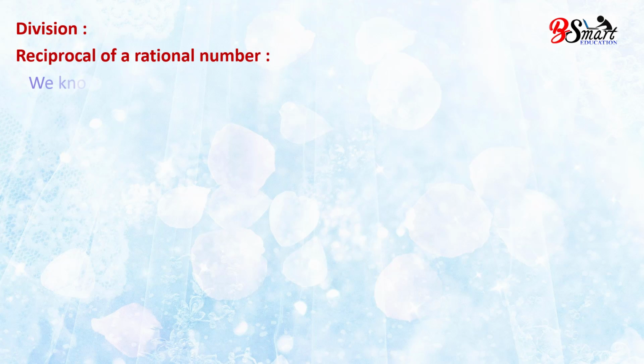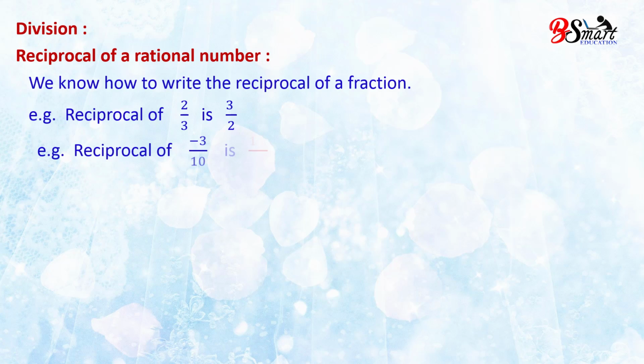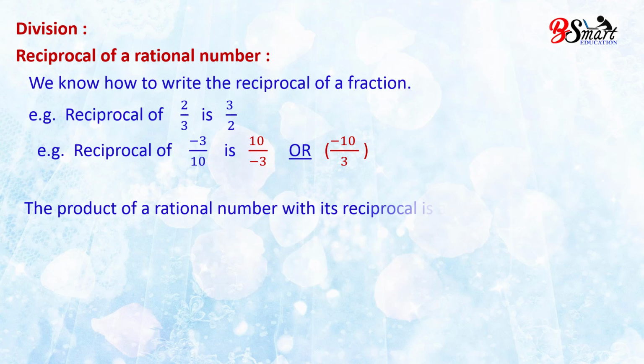Our next topic is division. Reciprocal of a rational number. We know how to write the reciprocal of a fraction. For example, reciprocal of 2 by 3 is 3 by 2. We extend the same idea to reciprocals of non-zero rational numbers. For example, reciprocal of minus 3 by 10 is 10 by minus 3 or minus 10 by 3. The product of a rational number with its reciprocal is always 1.